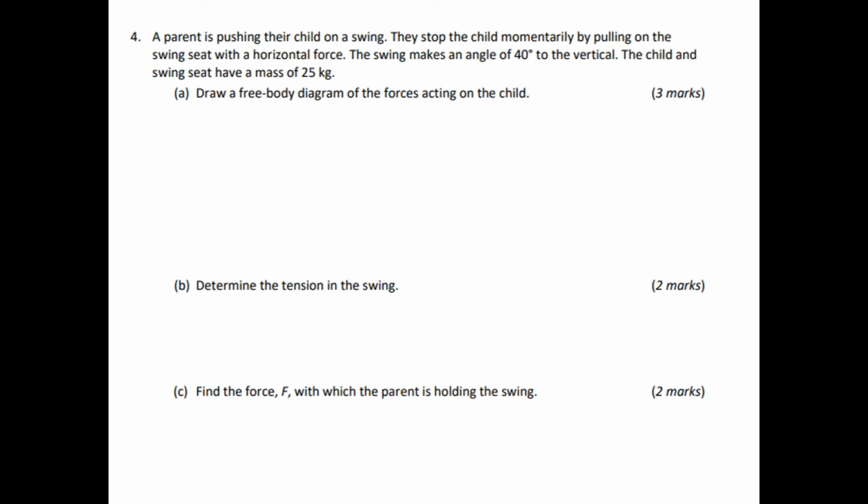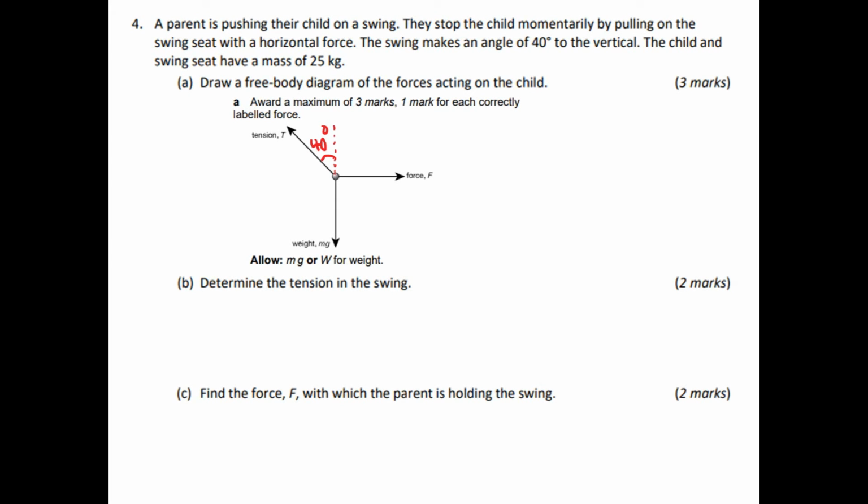So question 4, we're given a situation and we're asked to draw a free body force diagram of the forces acting on the child for 3 marks. There are 3 forces involved. We've got the weight acting directly downwards, always. We've got the force, which we can draw to the right, and that's the parent holding the swing. And then we've got the tension in the swing, which is labelled there at an angle of 40 degrees to the vertical.